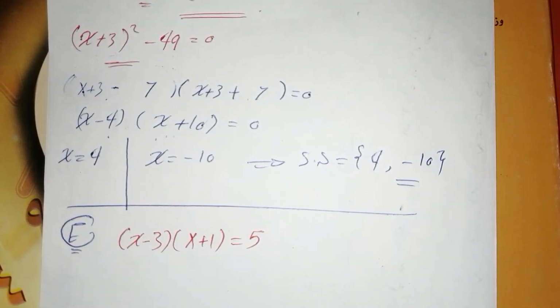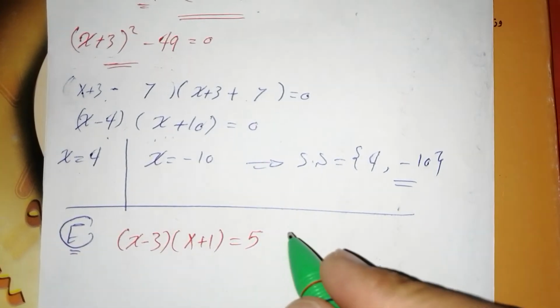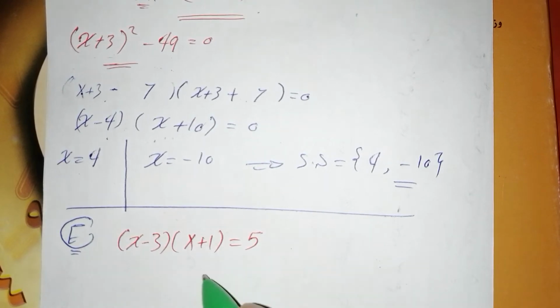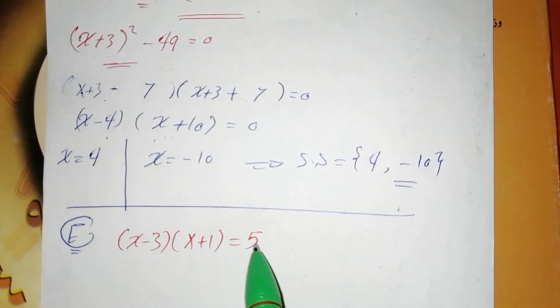Again with number E in number 1. So number 1E, we have (x − 3)(x + 1) = 5. Yes, it doesn't equal 0. How can we solve that?